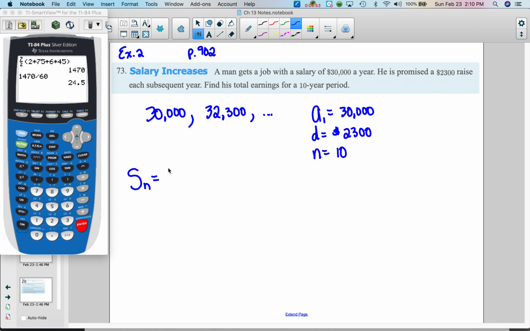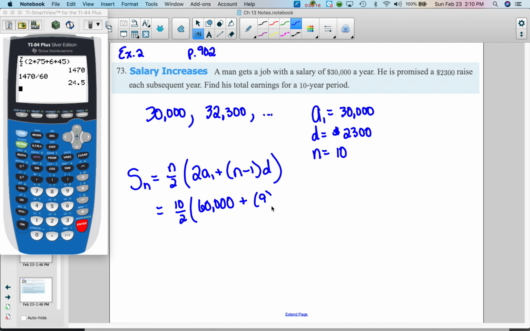S sub n equals n over 2 times a sub 1 plus n minus 1 times d. So when you substitute the numbers in, n is 10, so we get 10 halves. 2 times 30,000 is 60,000, plus n minus 1 would be 9 times 2,300. And then we can check this out.